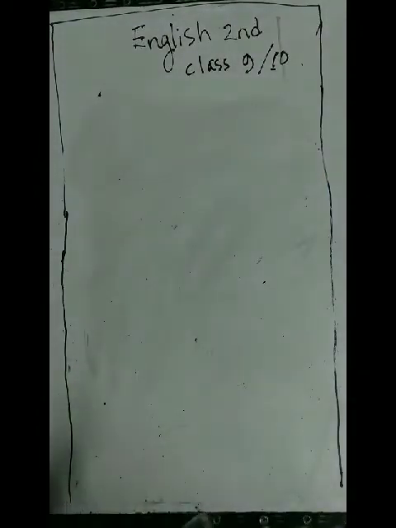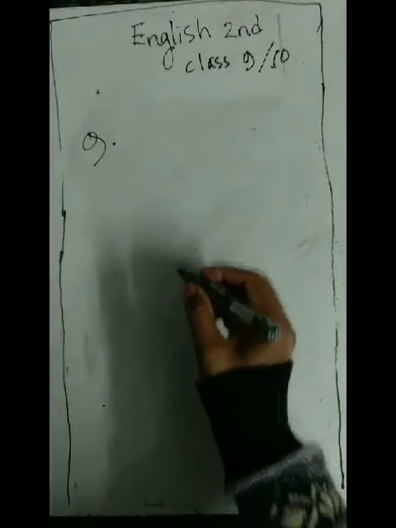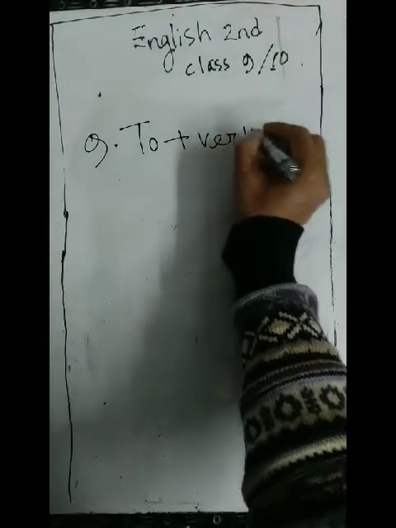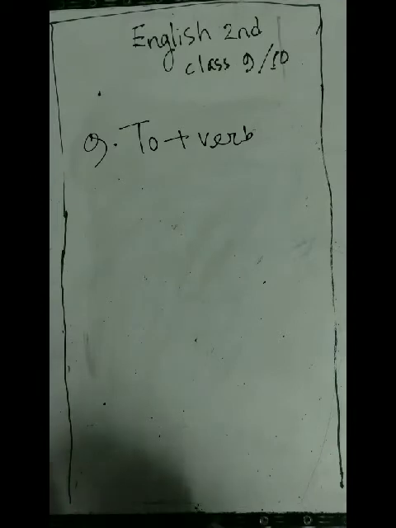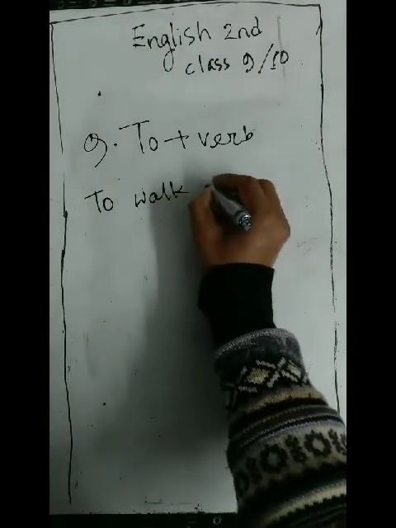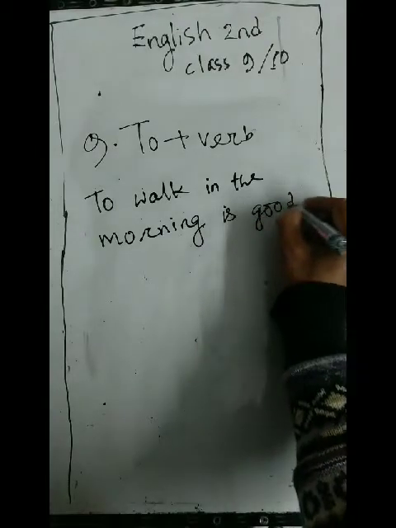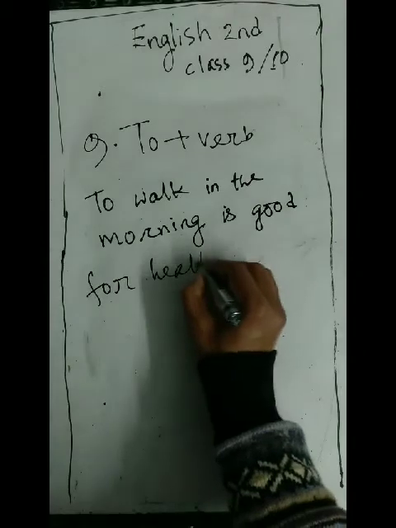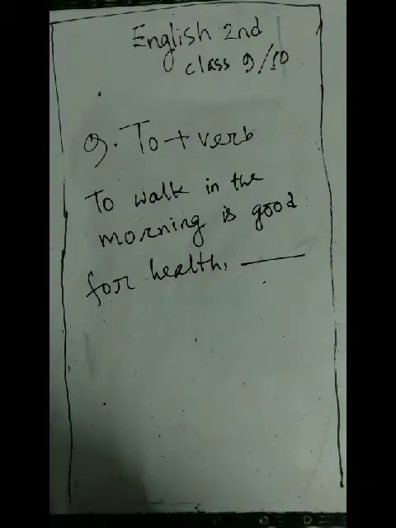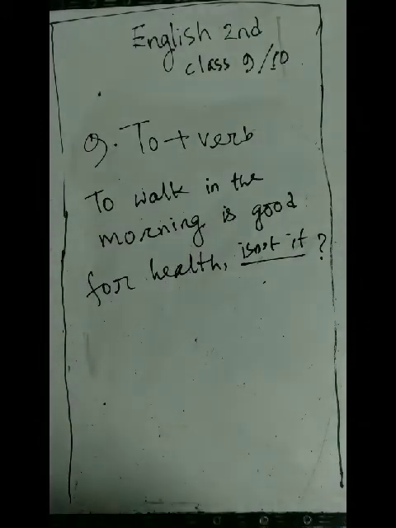Now rule number 9. To plus verb. This verb will be in the present form. So to plus verb is called infinitive. Look at the example. To work in the morning is good for health. So the tag question will be, isn't it? So if you see to plus verb, this to plus verb will be represented by it.